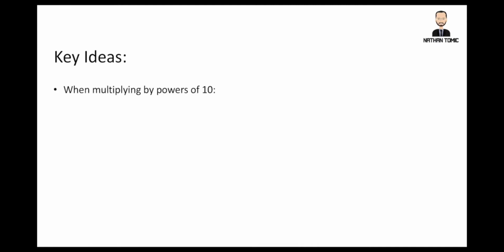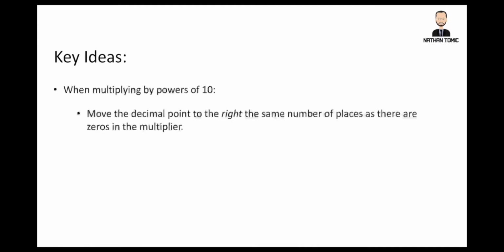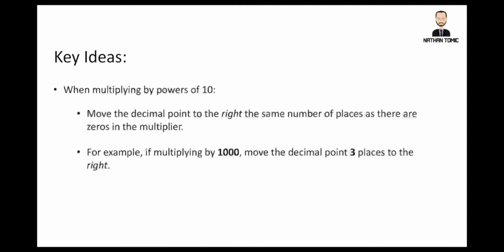So when we do want to multiply by a power of 10, the easiest way to think about it is that we're going to move the decimal point to the right the same number of places as there are zeros in the multiplier. So for example, if we're going to multiply by 1000, there are three zeros in that number, so we're going to move 3 places to the right. What does that look like?